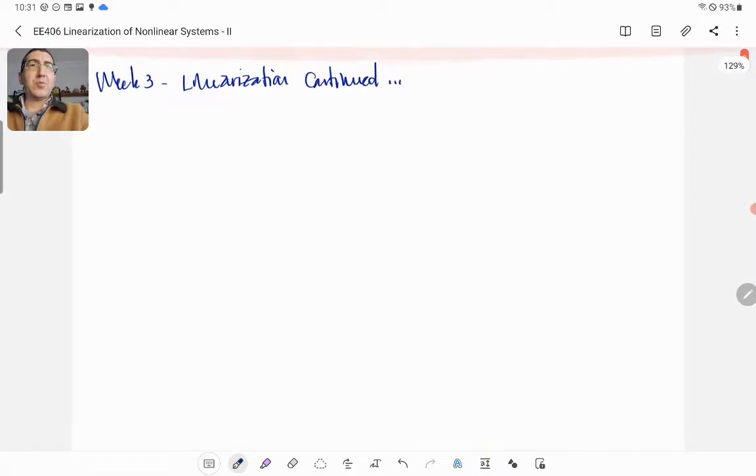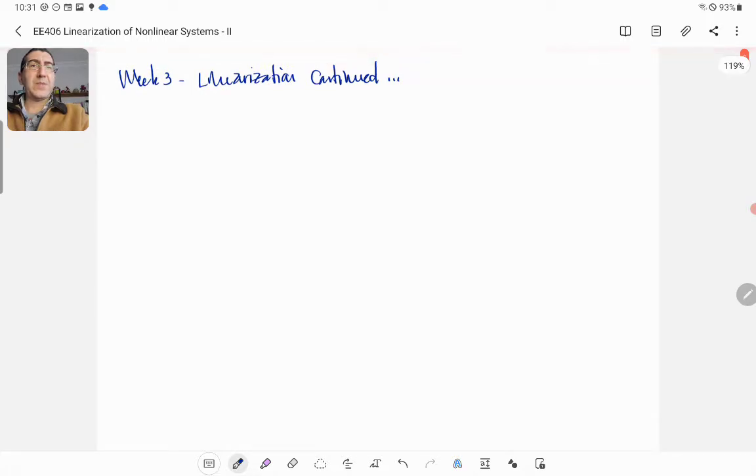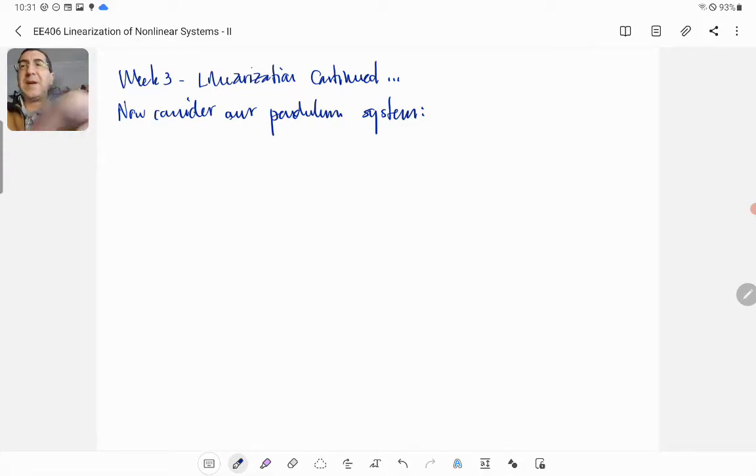Let's consider our pendulum system again. So this is going to be quite ad hoc to start with, but later on we will formalize this. And in fact, we will also expand it to forced systems and how we deal with systems with an input as well.